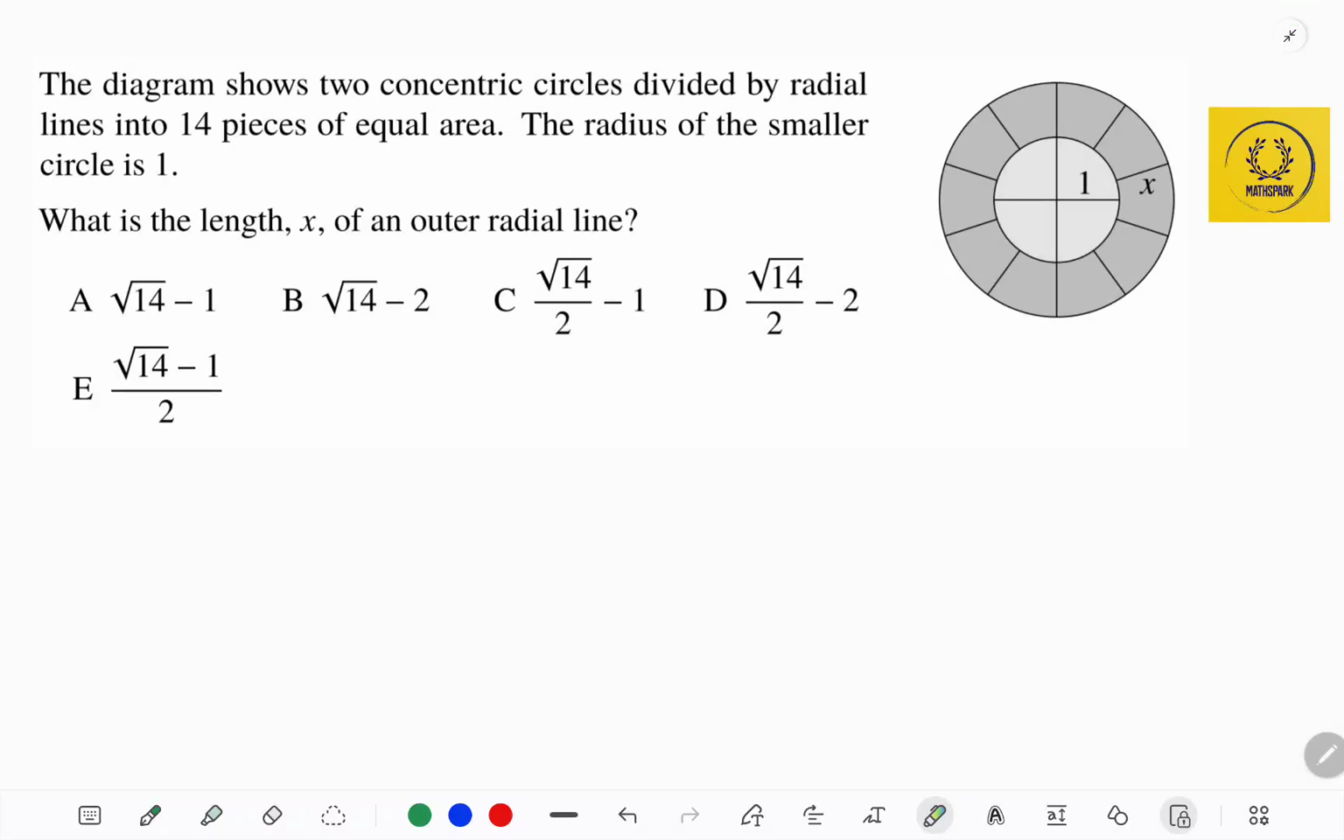Hi there, take a look at this diagram. Can you figure out the lengths of x? Let's dive in. The question is this.